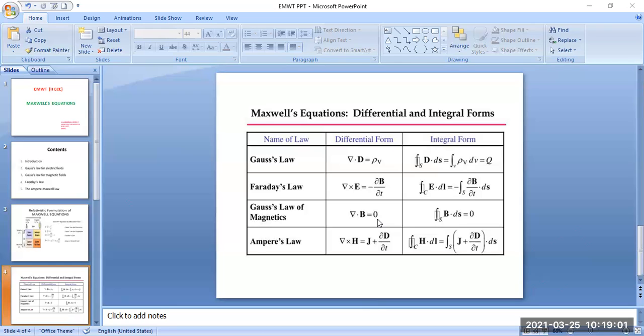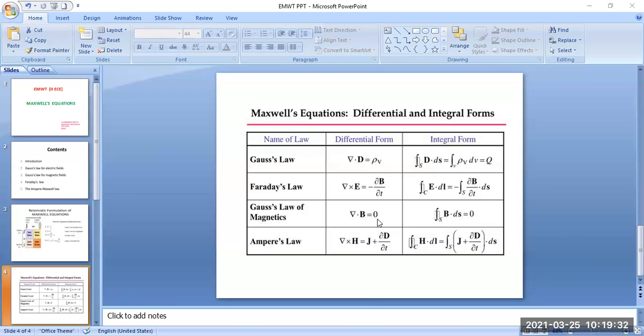Because for a single pole, the surface is the closed surface. For two poles, the surface is the open surface. For a closed surface, the magnetism does not exist. That's why the magnetism is not possible. So magnetism with a monopole does not exist. That's why del dot B bar is equal to 0.